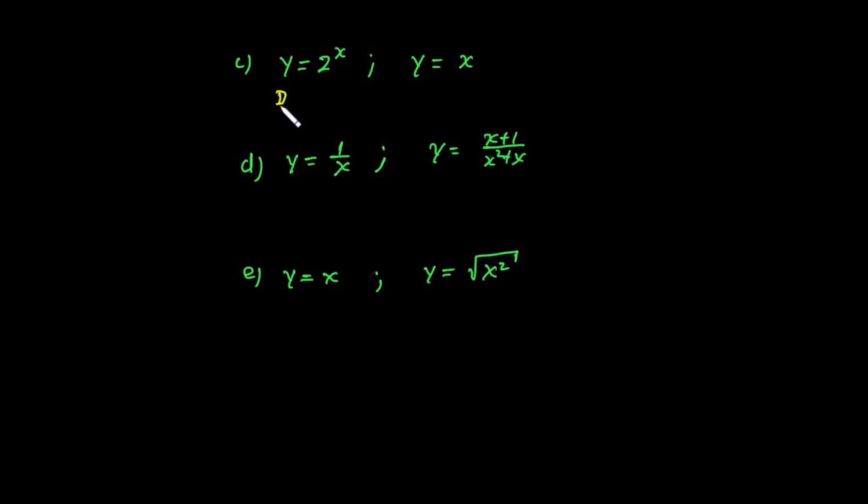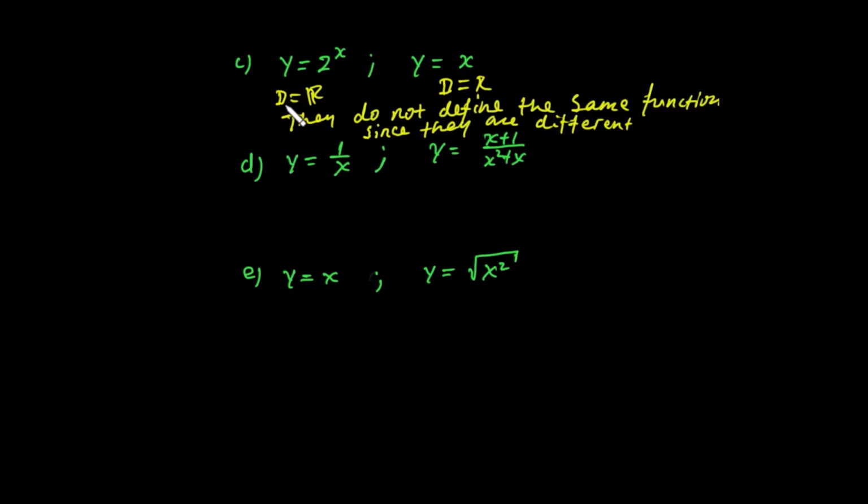The domain becomes all real numbers. Y equals the power of x is called an exponential function, and this other one is a linear function, and its domain is also all real numbers. They have the same domain, but they are different functions, so they do not define the same function. You will see exponential functions later. This one is a linear function, so the functions are different even though the domain is the same. That is why we said they do not define the same function.